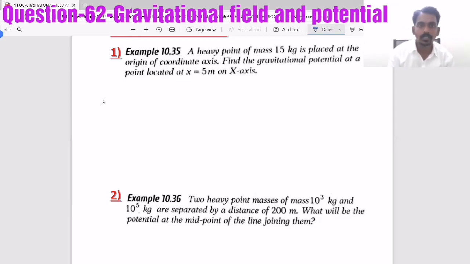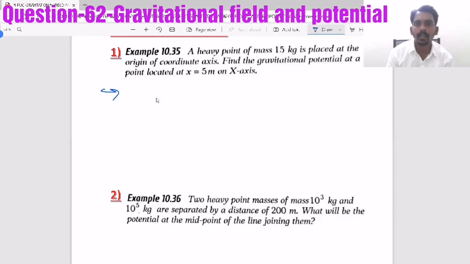Now here is our first question, that is, a heavy point mass of 15 kg is placed at the origin of coordinate axis. Find the gravitational potential at a point located at x equal to 5 meter on the x-axis.